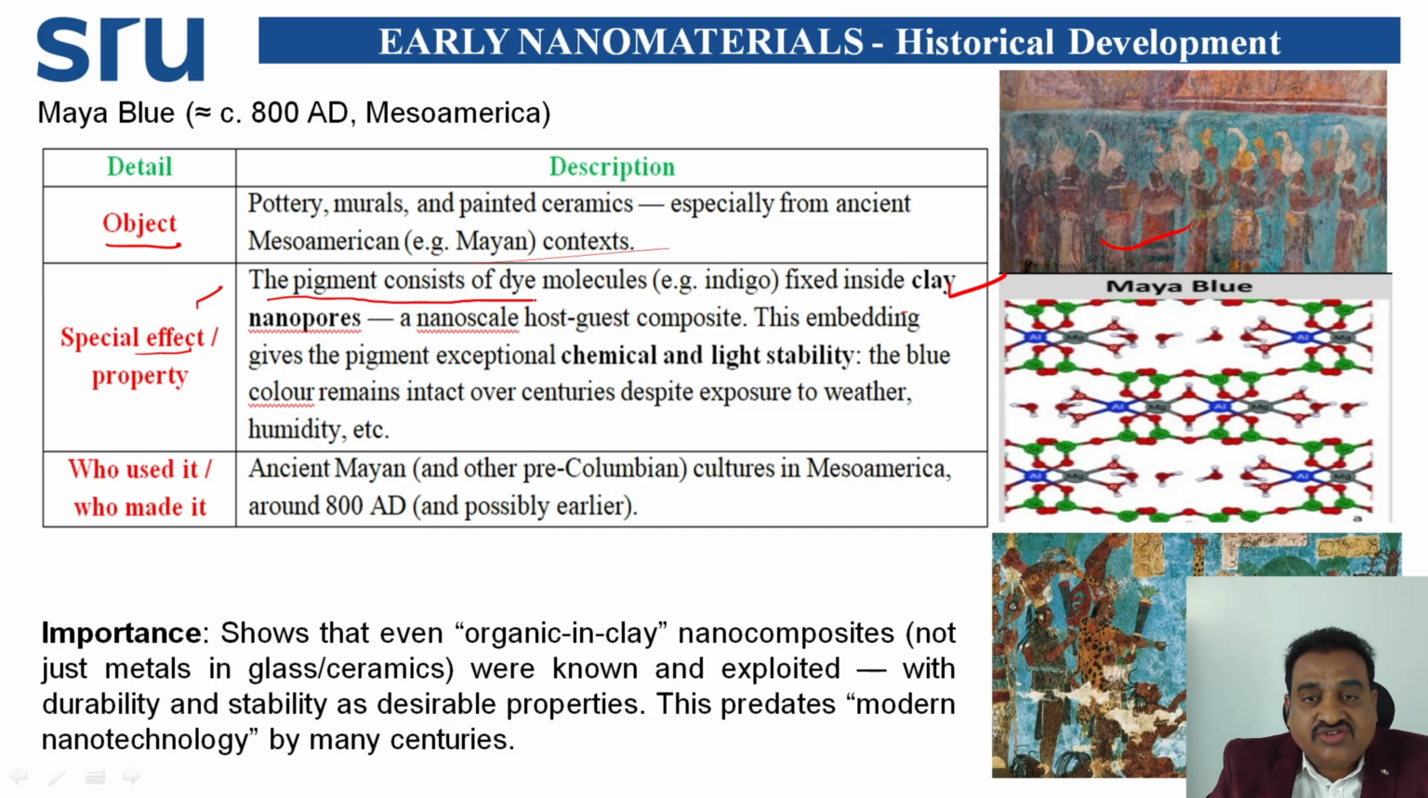The pigment consists of dye molecules, for example indigo, fixed inside clay nanopores. A nanoscale host-guest composite. This embedding gives the pigment exceptional chemical and light stability. The blue you can observe in the figure remains intact over centuries despite exposure to weather, humidity, for example.